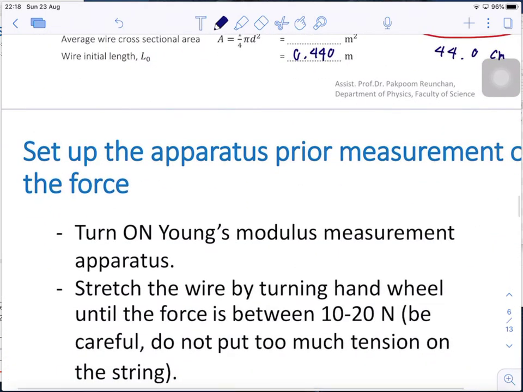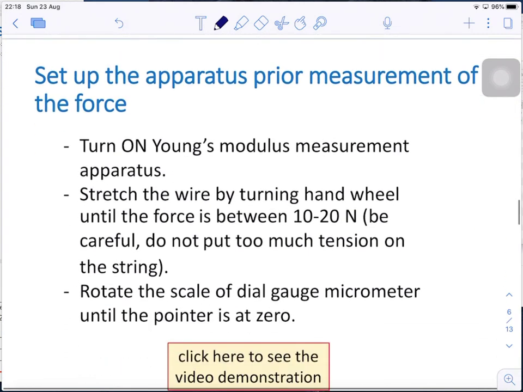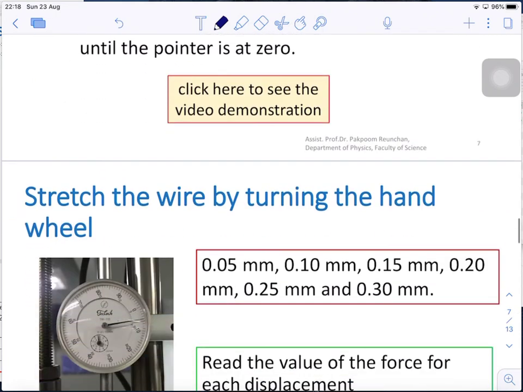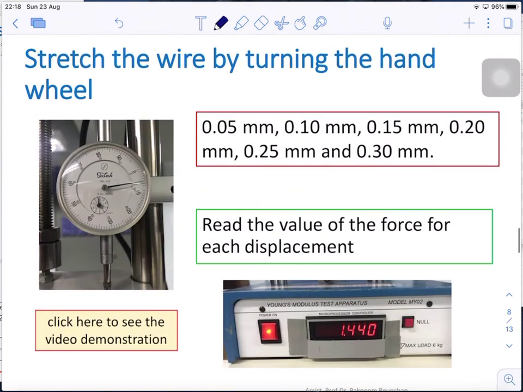And next we set up the apparatus prior to the measurement by using the following instructions. You can check here for the video demonstration. Okay, and next we stretch the wire by turning the hand wheel. So we turn the hand wheel 5 times. Each time we turn 0.05 millimeters, and then read the value as it appears at the bottom of the Young's modulus test apparatus. Okay, this number has the unit of Newton, so you can record it in your datasheet directly. Okay, and then you can click here in your PDF file to see the video demonstration.